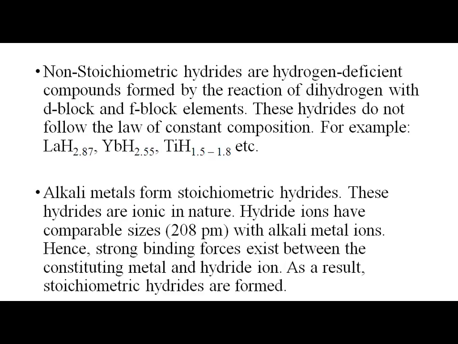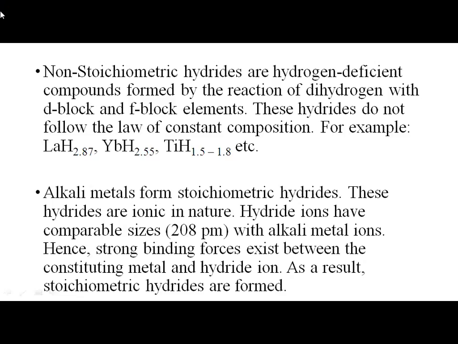Alkali metals form stoichiometric hydrides. They are also called ionic or saline hydrides. These hydrides are ionic in nature. Hydride ions have a size of around 208 picometers, comparable with alkali metal ions. Hence, a strong binding force exists between the constituent metal and hydride ions. As a result, stoichiometric hydrides are formed. Moving to the next concept. So what all we discussed?